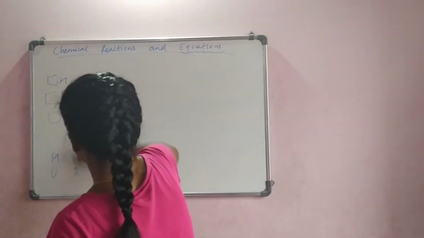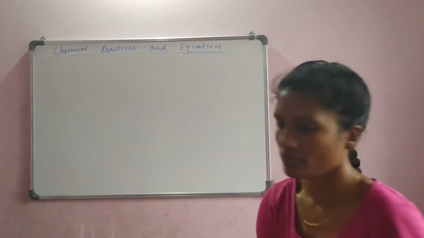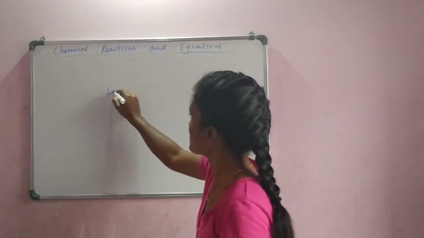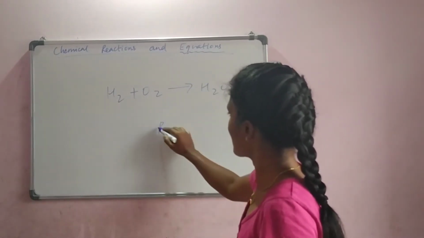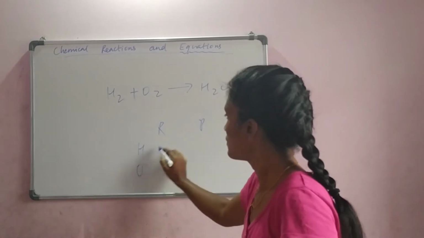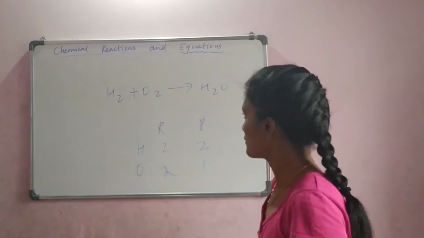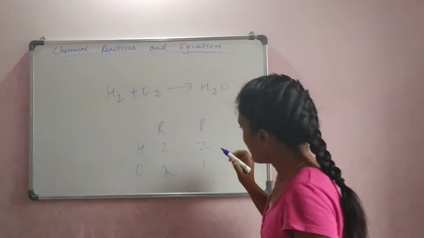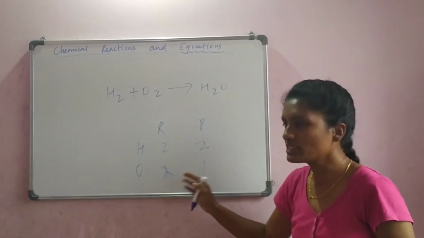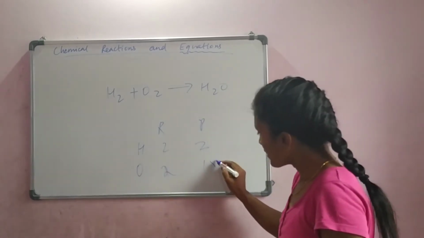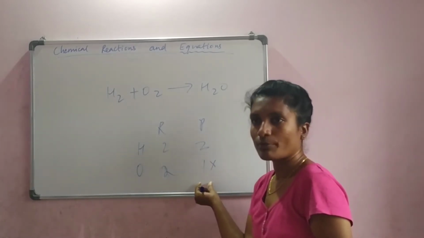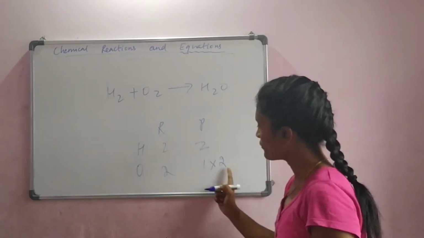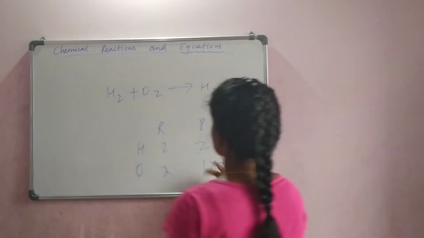We'll take the same example. So it is H2 plus O2 gives H2O. So reactants, products, 2, 2, 1, 2, 1, right? So what do we do? We want to make the oxygen as 2 and 2. So which number can be multiplied to the product side atom to make it 2? It is 2. You need to multiply by 2. So which is your product?